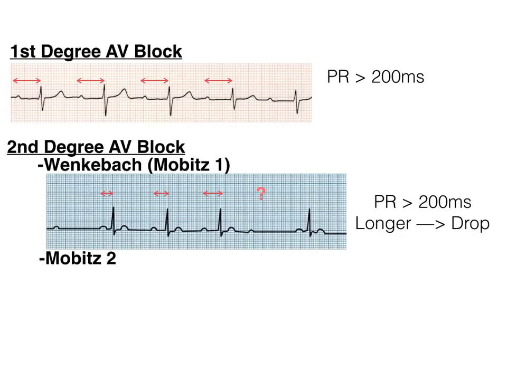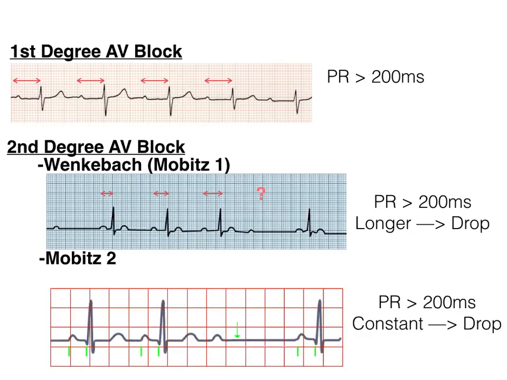Now Mobitz Type 2 is a little bit different. In a Mobitz Type 2, the PR interval is lengthened. It stays lengthened. It's not getting progressively longer. They stay elongated, but then a beat is dropped. So the way that you can think of a Mobitz Type 2, it's almost like a first degree AV block that has a dropped beat in it. Because the PR interval is still greater than 200 milliseconds and it's still constant, but somewhere downstream you drop a beat.